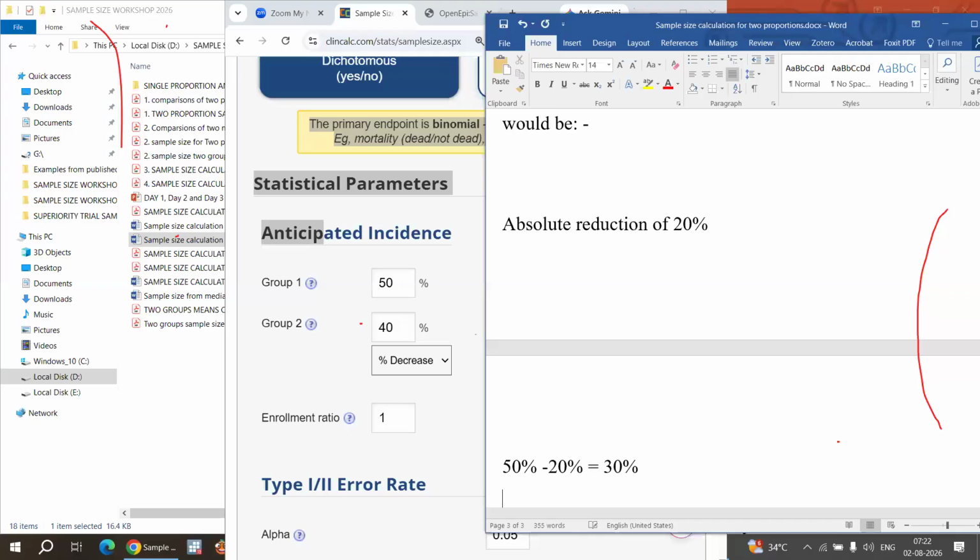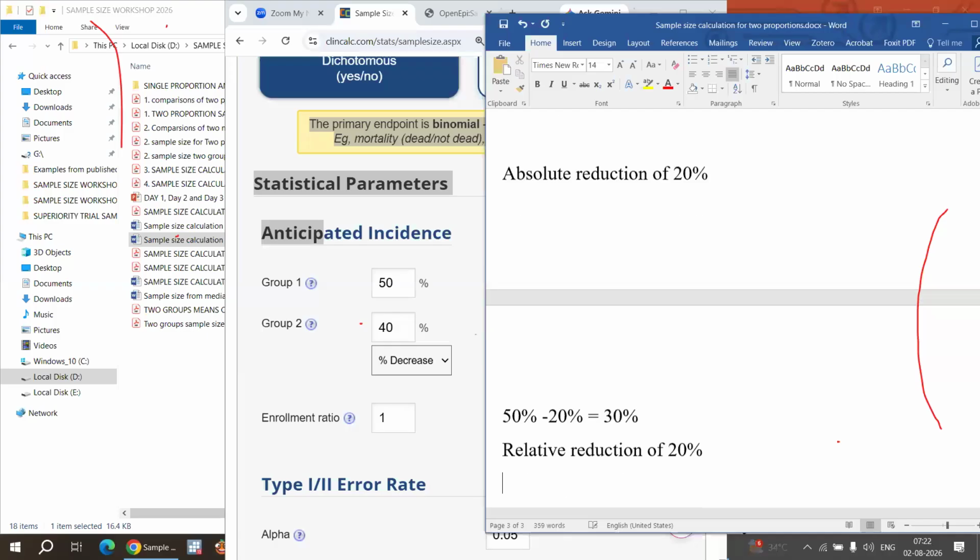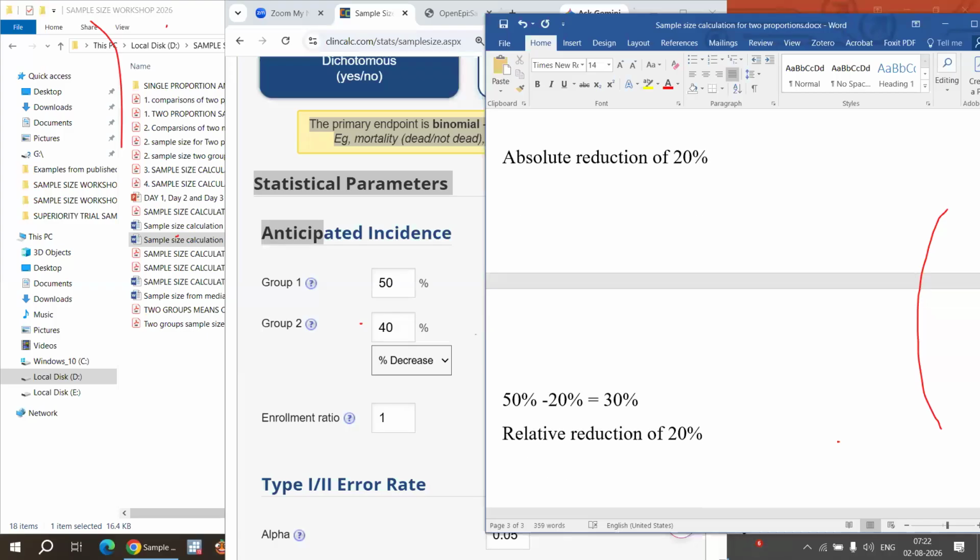But if we write down here a relative reduction of 20%, what do we mean by this? A relative reduction of 20% means 20% of 50%. So can anybody tell me what the value of 20% of 50% will be? If you have some mathematical idea, can anybody tell me?